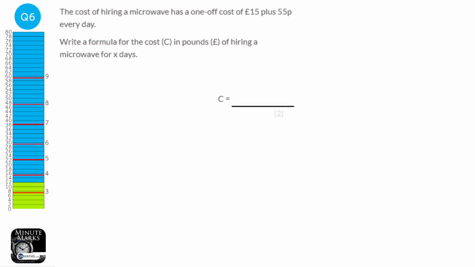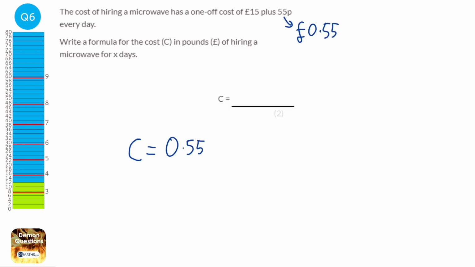So we're looking to write a formula for the cost in pounds of hiring a microwave for X amount of days. So the cost is C, so it's going to be C equals, and it says it's going to be 55 pence a day. Now it wants the answer in pounds, so we need to convert this 55 pence into pounds. So that's going to be 0.55. And it's going to be 0.55 times the amount of days. Well, it says the amount of days is X. So it's going to be 0.55x.